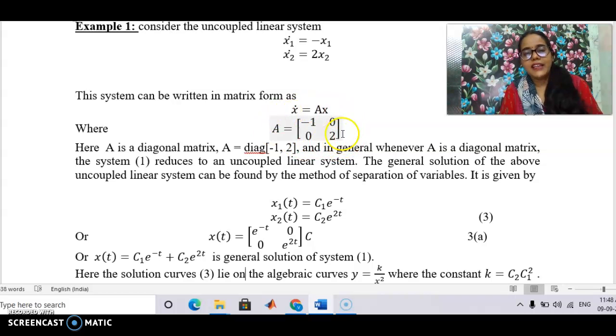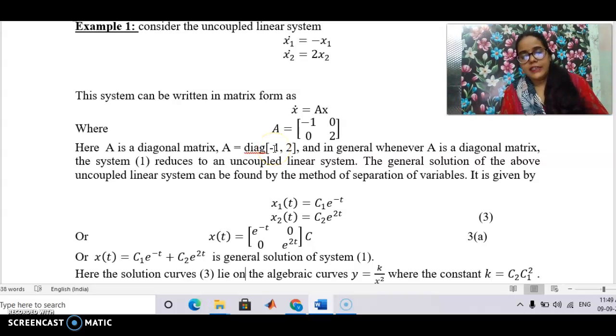We already defined that A is a square matrix because there are two equations, so a square matrix of dimension 2 cross 2. When you put there x dot as dx1 over dt and dx2 over dt, A as this matrix, and x1, x2, and solve that, you get the same linear system. It means the linear system is written in that form. You see that A has only diagonal elements. Therefore A is diagonal of minus 1 comma 2. It is written as a diagonal matrix.